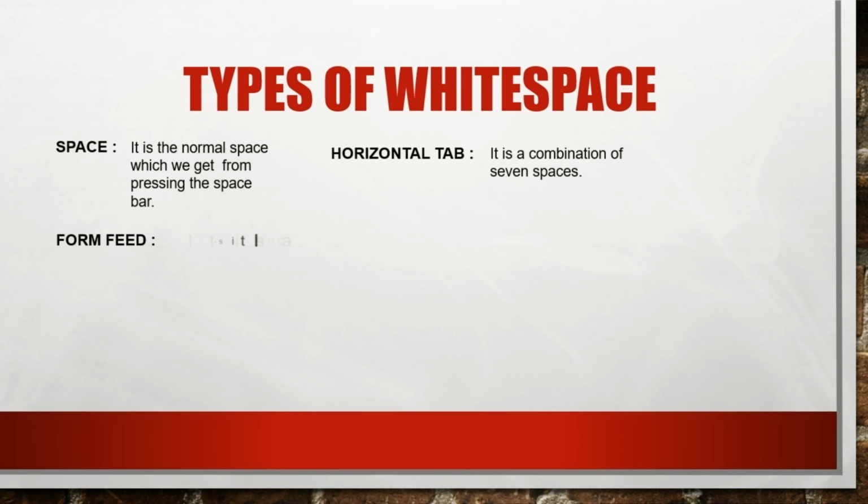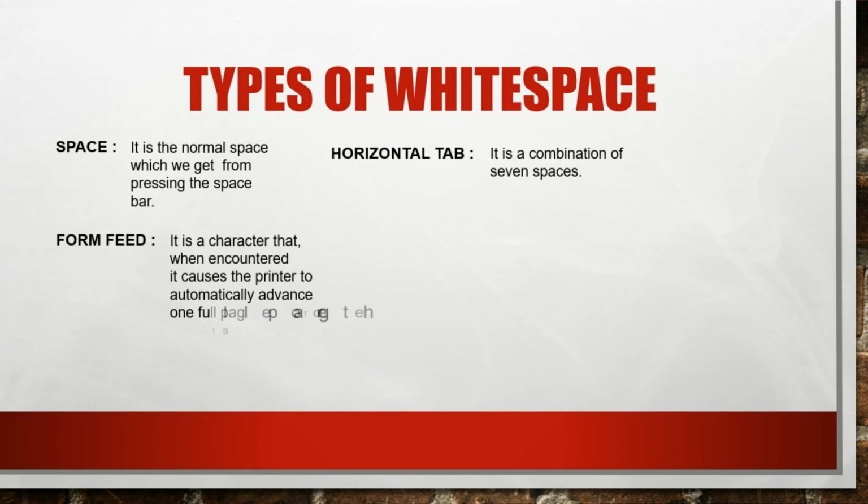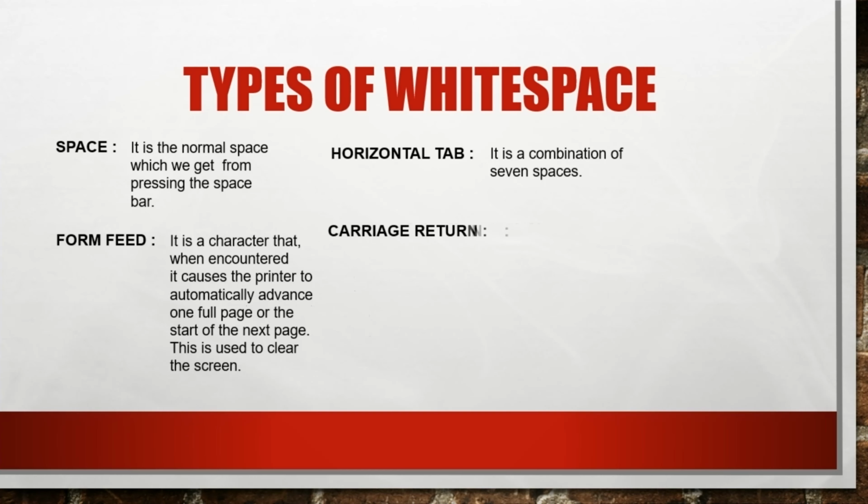Then we have form feed. This is a little complex. It is a character that, when encountered, causes the printer to automatically advance one full page or the start of the next page. This is used to clear the screen. Then we have carriage return. It means to return to the beginning of the current line without advancing downward.